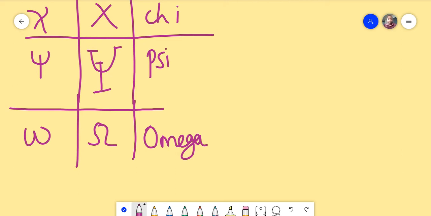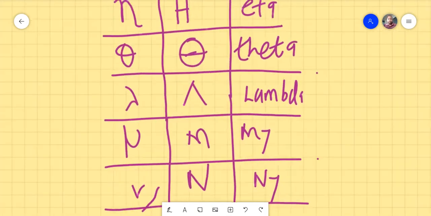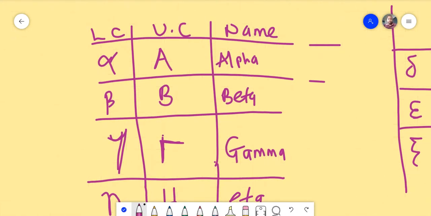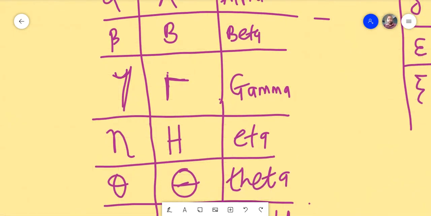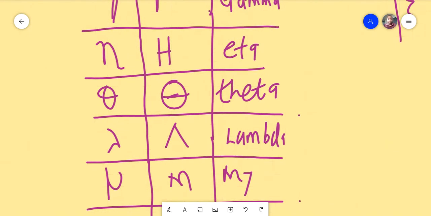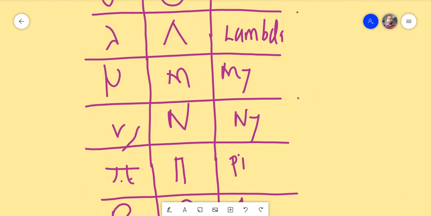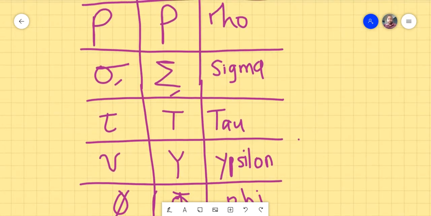Okay, so before we conclude, we can just have a visit and see how these symbols look. So I said this is my lowercase. So let me just highlight that. This is lowercase, uppercase, and the name of that symbol. The first one, you can see how alpha looks. It's an equivalent of A. Then you can see beta, gamma, eta, theta, lambda, mu, nu, pi, rho, sigma, tau.